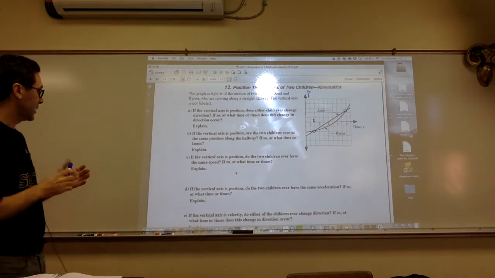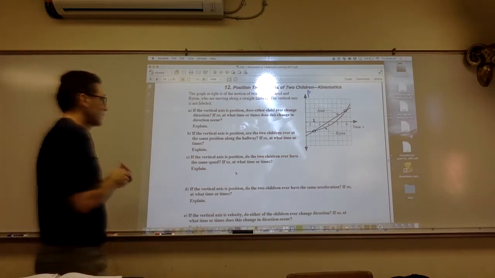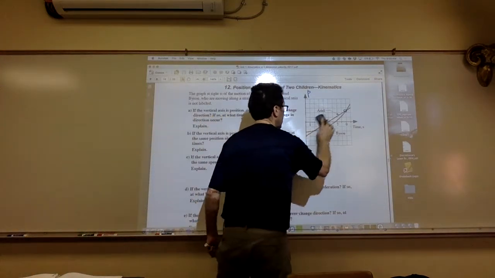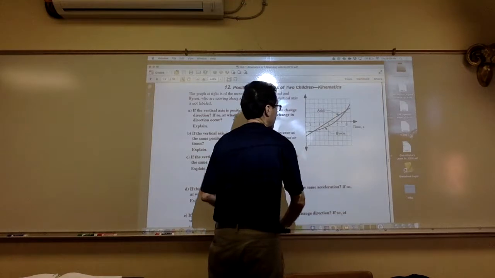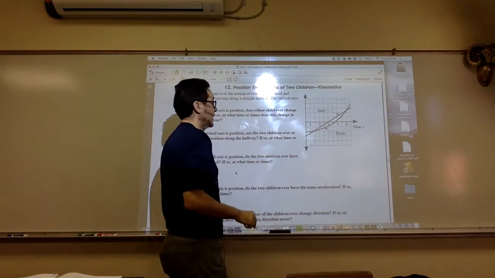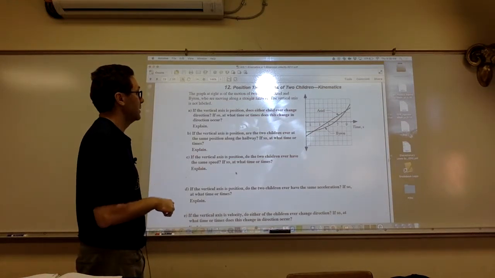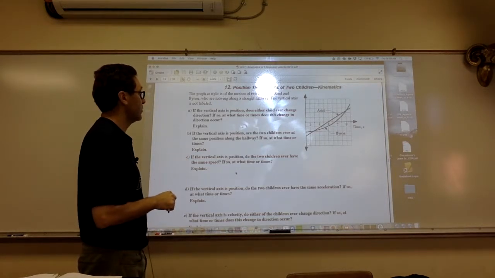If the vertical axis is position, do the two children ever have the same acceleration? The answer to that is no, because Ariel has no acceleration, going at a constant velocity. Byron is constantly changing speed, so there will be an acceleration for Byron, but no acceleration for Ariel.